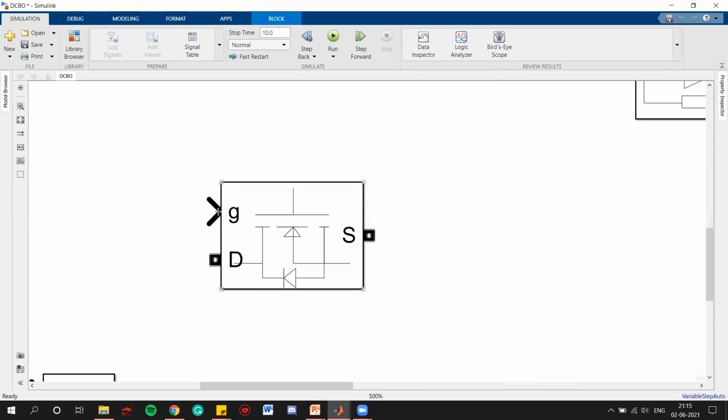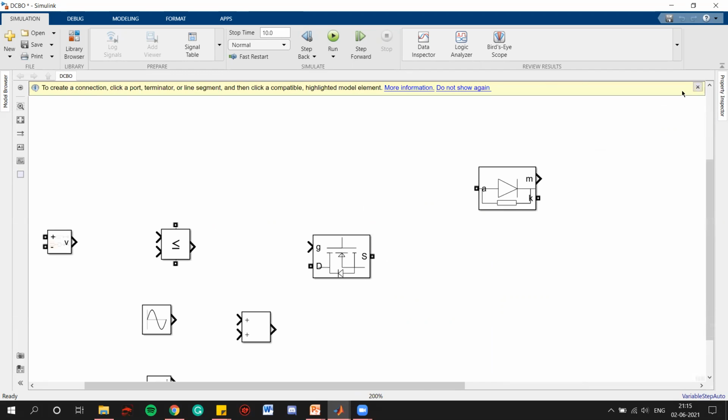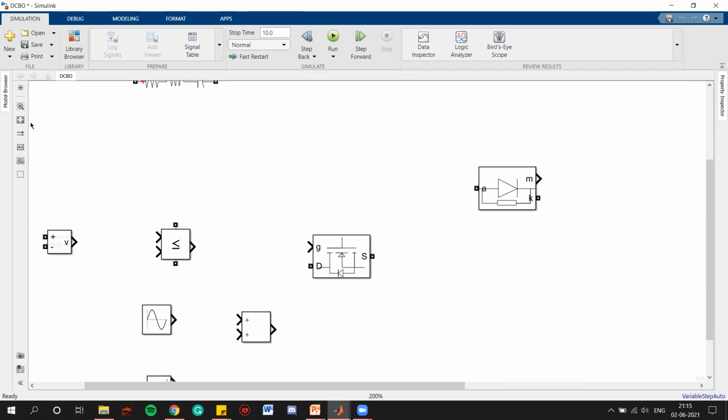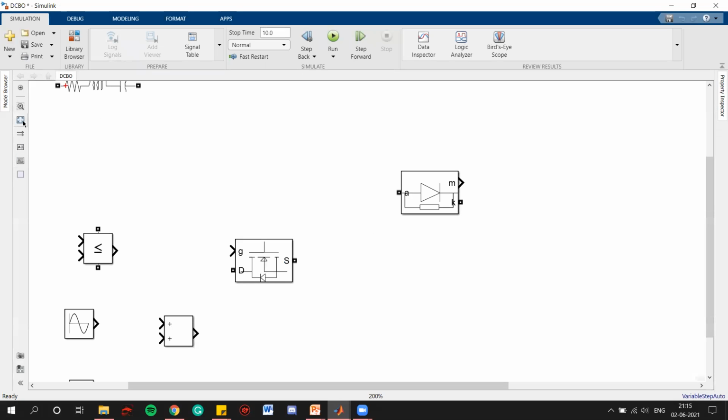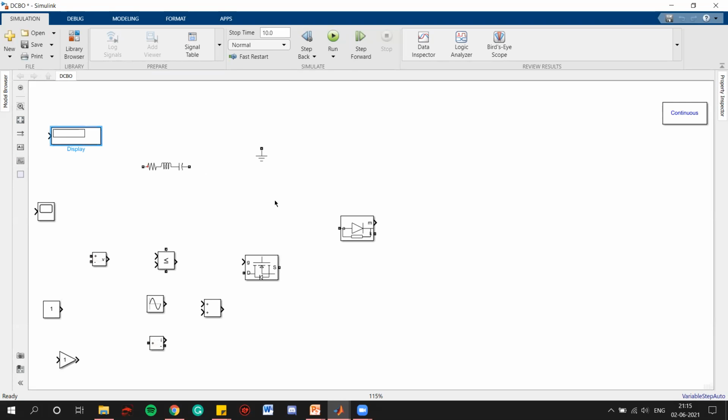So as we can see, we have one G, D, and S, right? So G is the gate pulse. This MOSFET already has an inbuilt diode for reverse flowing of current. So we can see this diode here. This is good for us. Display. So let's start.